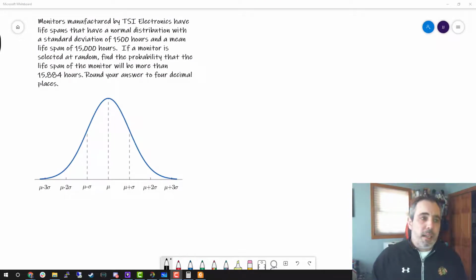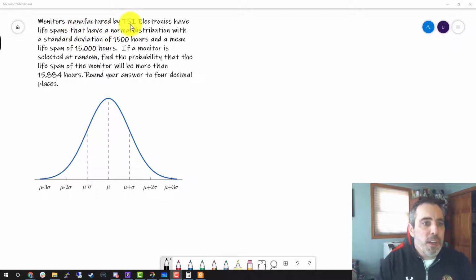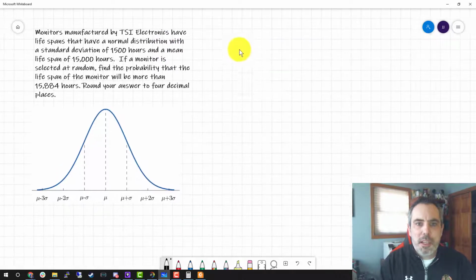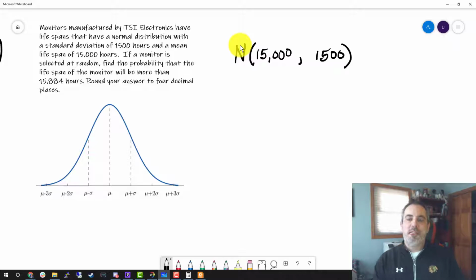So let's do that again, but this time let's look at a problem where we're trying to find a probability that something happens more than. In this case, monitors manufactured by TSI have lifespans that have a normal distribution. You'll notice I keep writing this N. When you see somebody use this notation, it's telling you normal distribution with a standard deviation of 1,500 hours and a mean lifespan of 15,000 hours. So this normal distribution has an average of 15,000 and a standard deviation, they gave it to us straight up in this case, of 1,500.